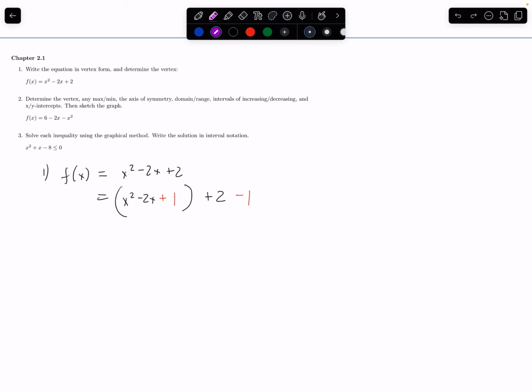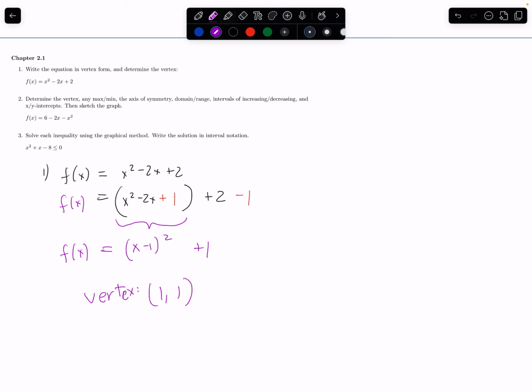All right, so this part is now a complete square. So that turns into x minus 1 squared. If you don't believe it, FOIL it, check it out. And then here I've got 2 minus 1, which is just plus 1, right? So I've got f of x equal to x minus 1 squared plus 1. And this is in vertex form now. So what is the vertex? It's 1, comma 1.